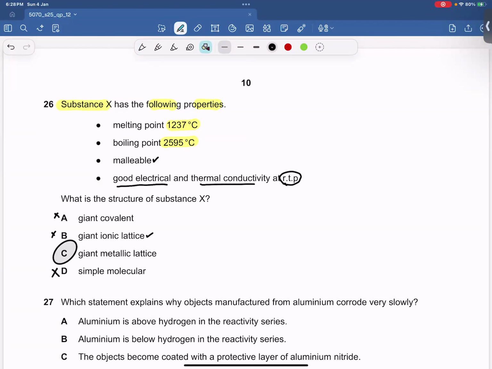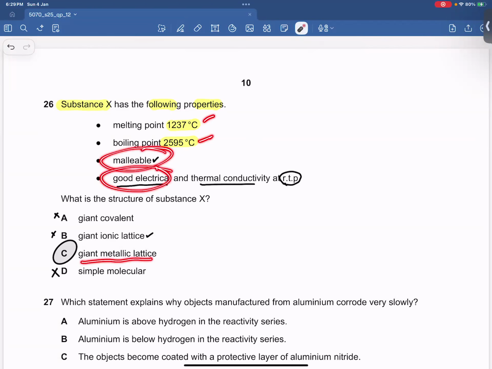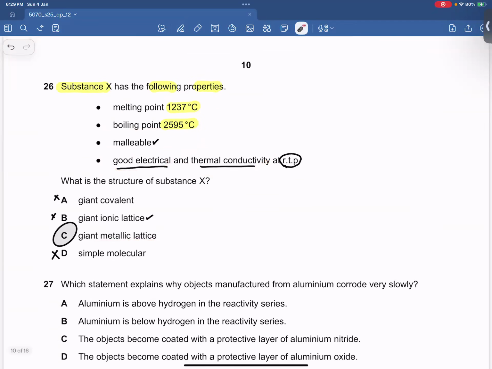And therefore, C is going to be the correct answer because giant metallic lattices have high melting and boiling points, they are malleable, they have good electrical conductivity, and they have good thermal conductivity. So C is going to be the right answer.